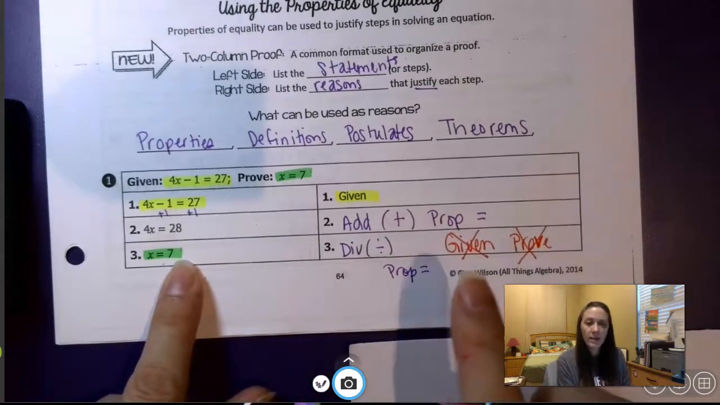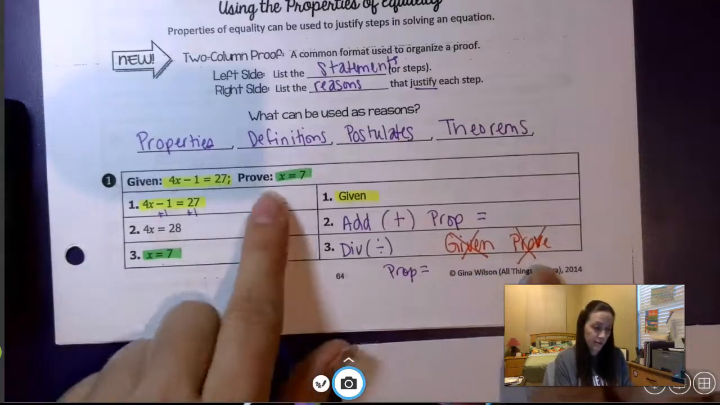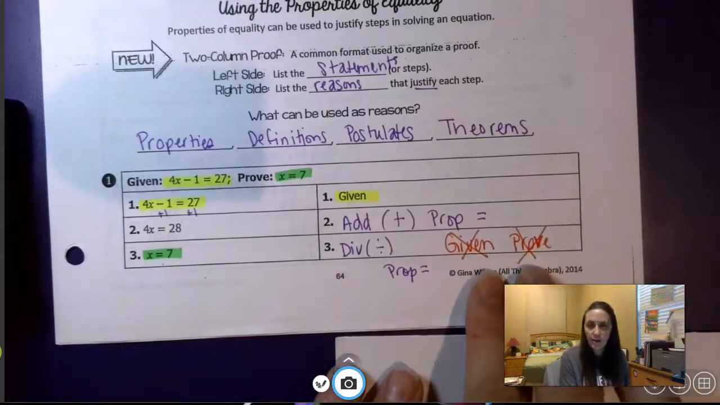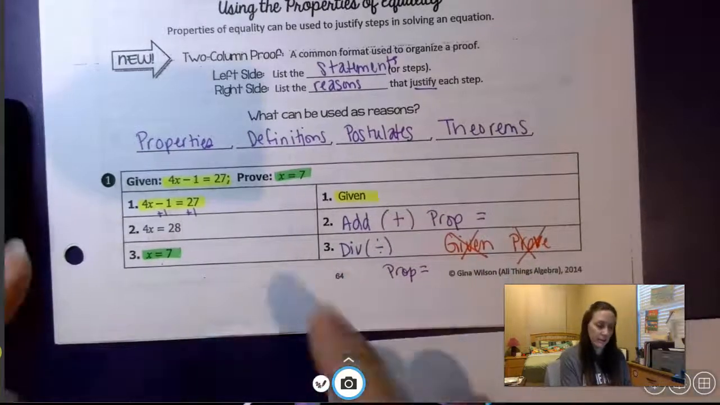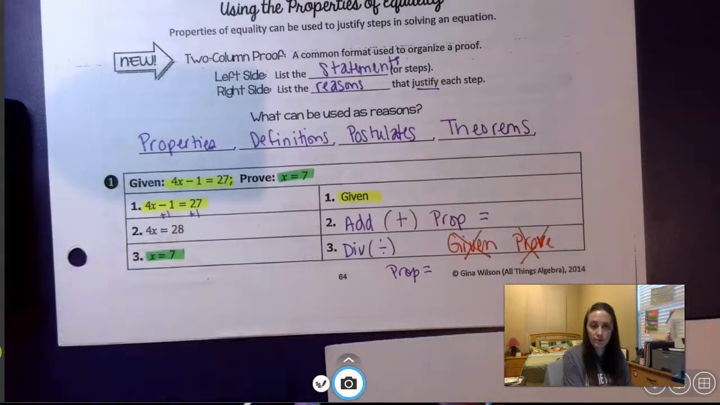100% of the time, the last statement is never going to be given, so just kind of remember that. And a lot of people like to say prove, because I said prove up there. Never going to be proved either. So those two are never going to be your reasons. It has to be how you got from the step above to that step. What did you do? Okay, I'm going to pause and we're going to go to the next page.